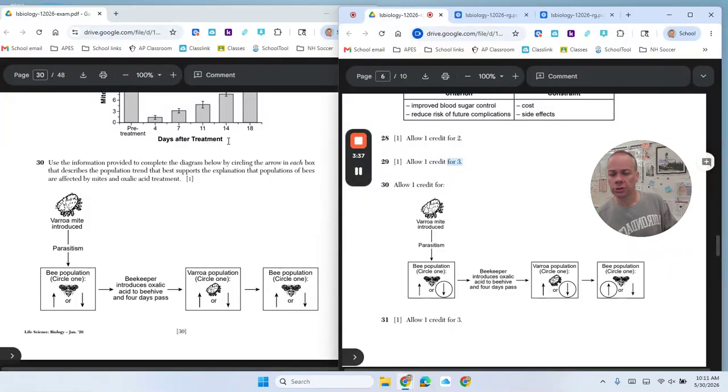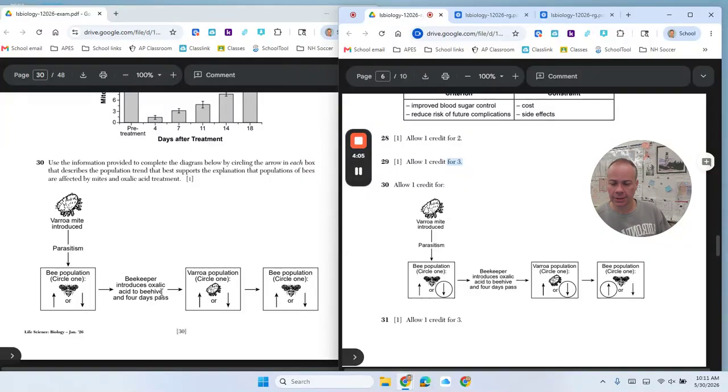Question 30 is about using information to circle what would happen to the population of bees that are affected by the mites and the treatment. Okay, so when the mites are introduced, they are parasites of the bees. Would that cause the bee population to go up or down? It sort of seems like common sense, but the bee population goes down, so you would circle that. You need to complete the diagram by circling an arrow in each box.